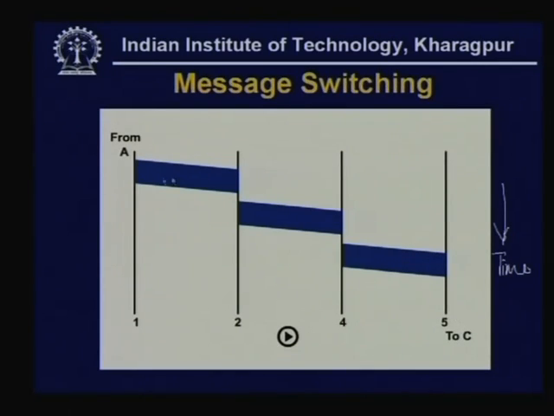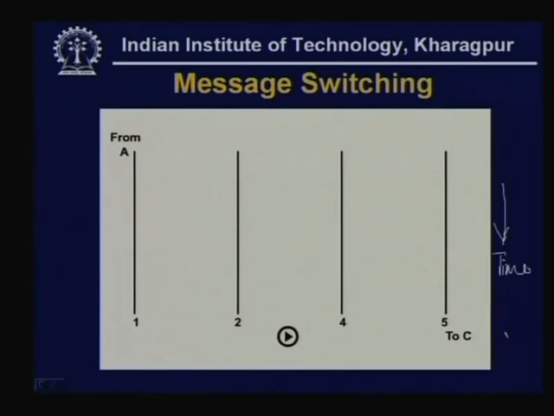So this is how message goes from a node to another node, and at each place it is stored and there is some delay, and then the entire message is sent. The thickness or the width of this line essentially is showing the volume of the message, the size of the message. The bigger the message, the wider will be this particular line. So this is how the message communication takes place.